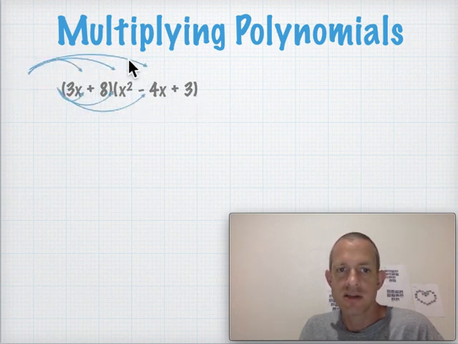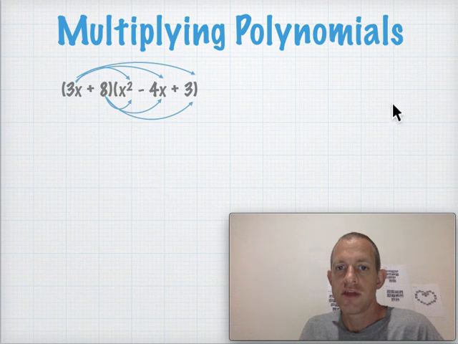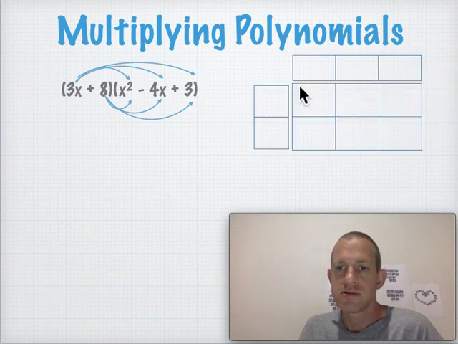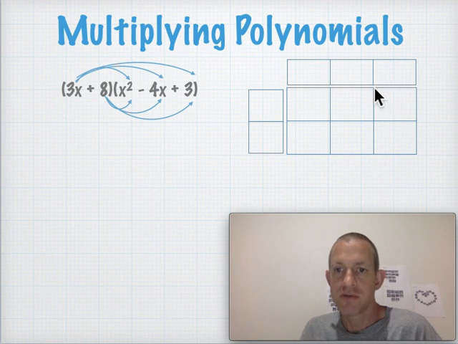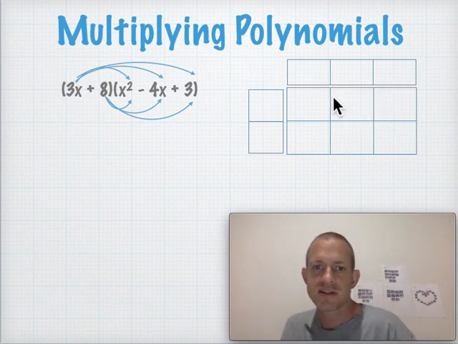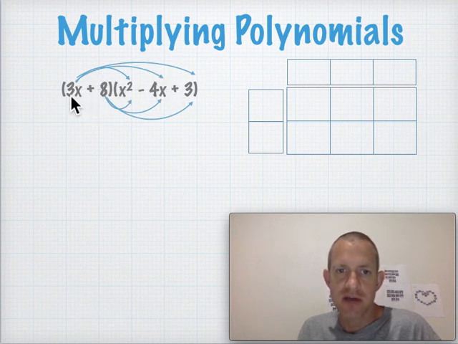I like to summarize that with some arrows. So 3x times x squared, 3x times negative 4, and so forth. The other technique is to use a table. And I'm a big fan of the tables. I'm going to show you both techniques because I think it's important that you're flexible. Anyway, if we have to use these distributive property ideas, then we have 6 different multiplications to make.